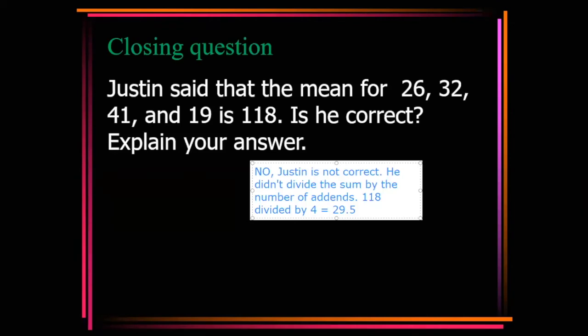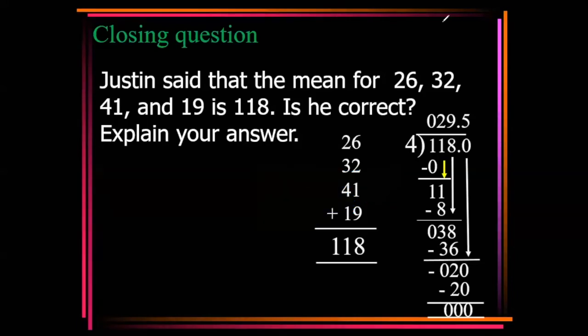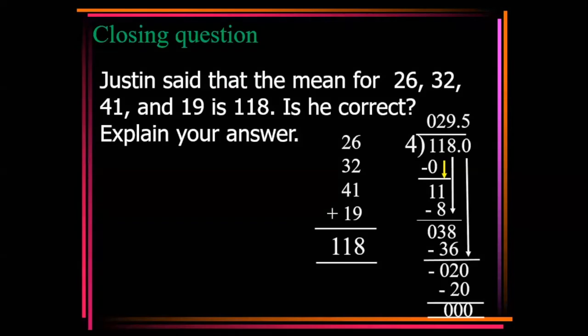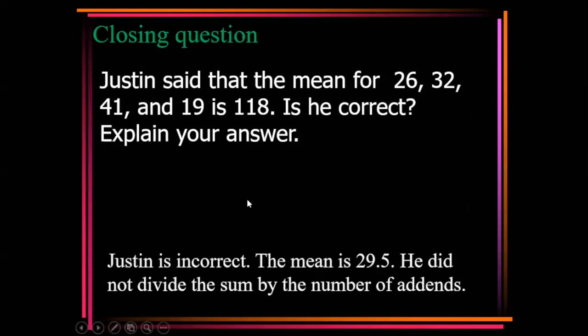Therefore, the mean of this question equals 29.5. Yes, Tajari, it is 29.5. See, it's shown right here. When we divided 118 by 4, we get 29.5. Correct? Justin is incorrect. The mean is 29.5. He did not divide the sum by the number of addends.